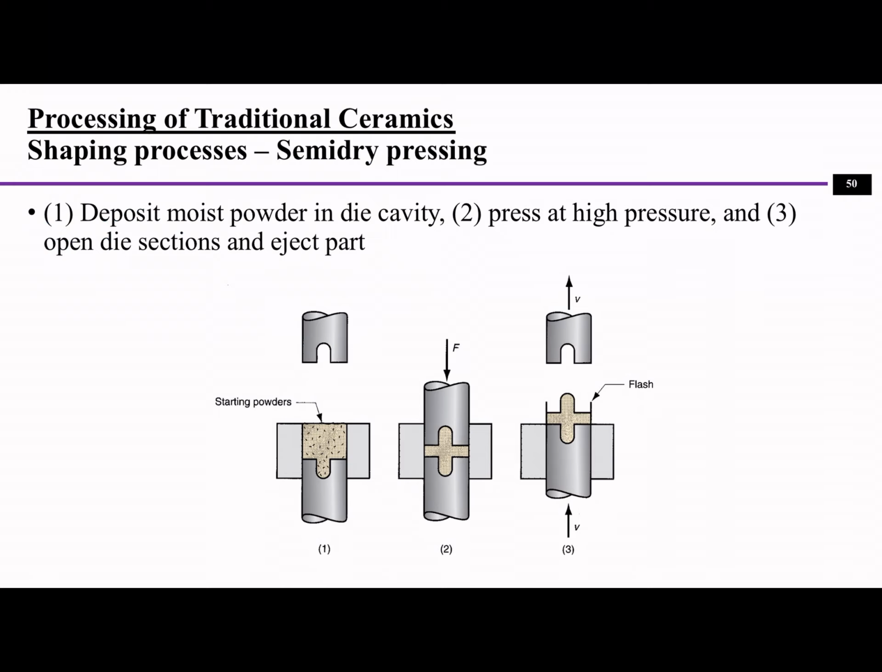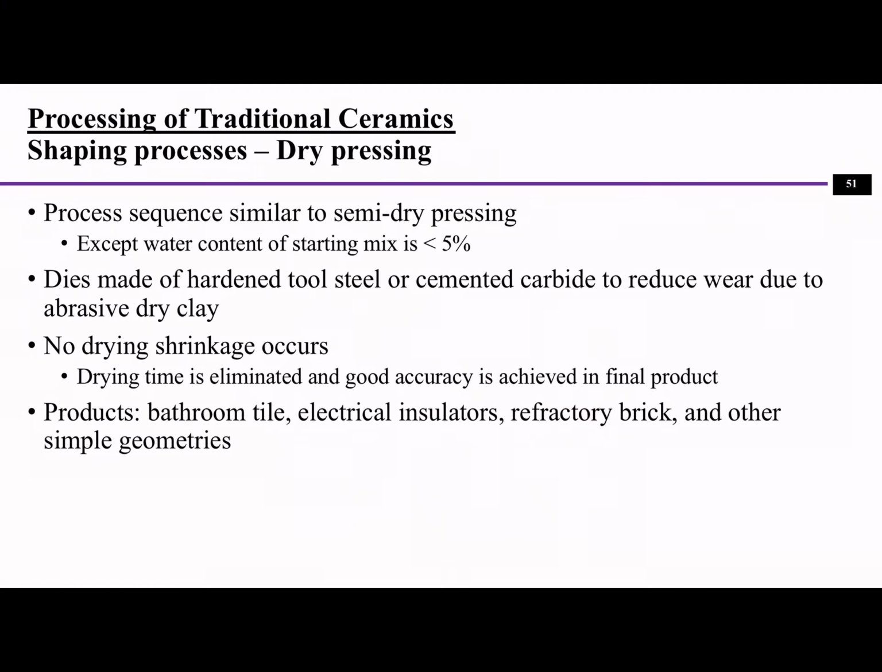Another type of process is semi-dry pressing. Semi-dry pressing means we deposit moist powder in the die cavity and press it with very high pressure. Then we open the die and eject the part.